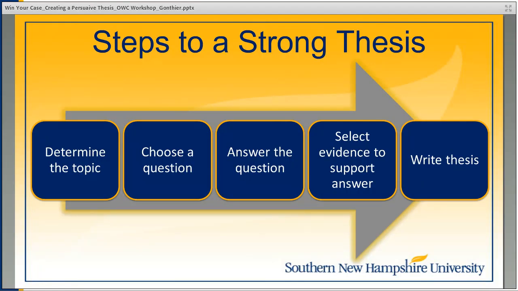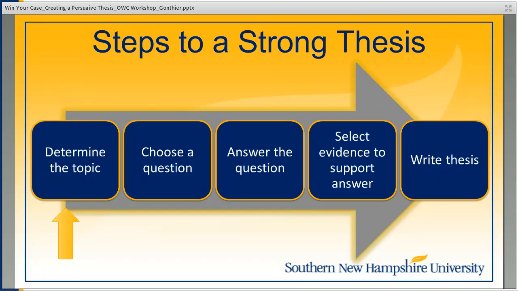Okay, so we have a little arrow here that's going to explore the steps to a strong thesis. We basically begin with determining the topic, choosing a question, answering the question, selecting evidence to support the answer, and writing the thesis. We'll go through this one by one here.